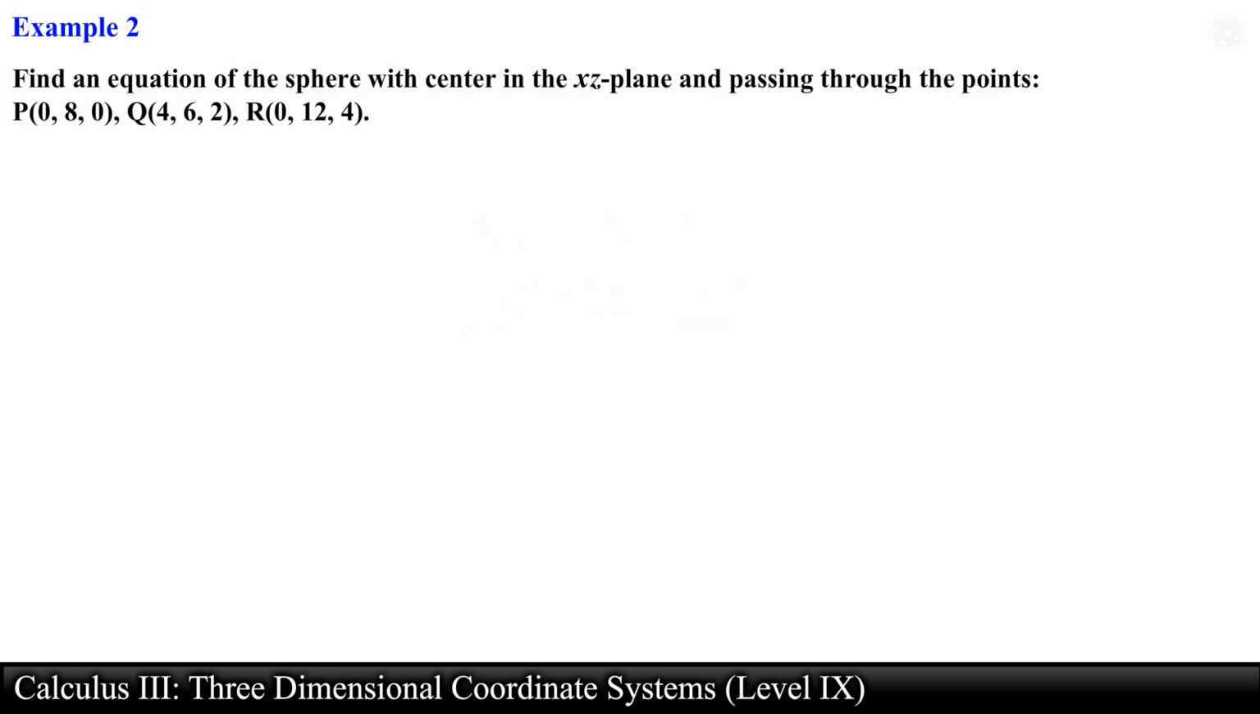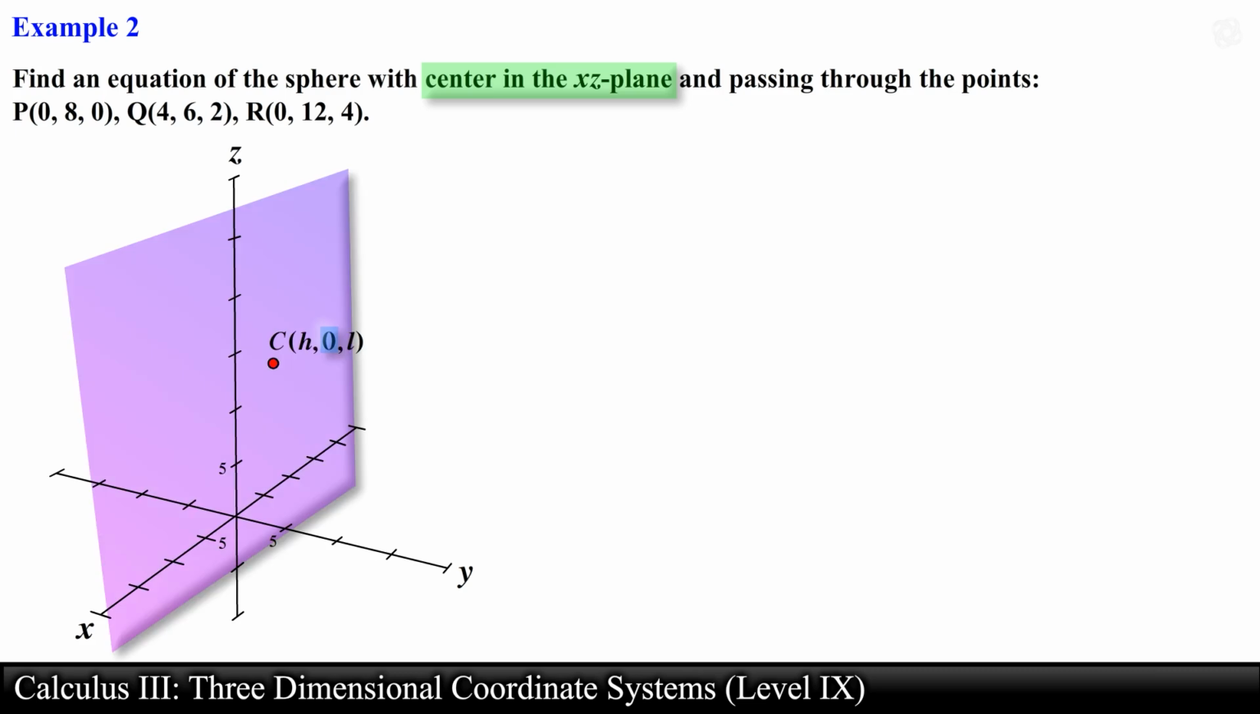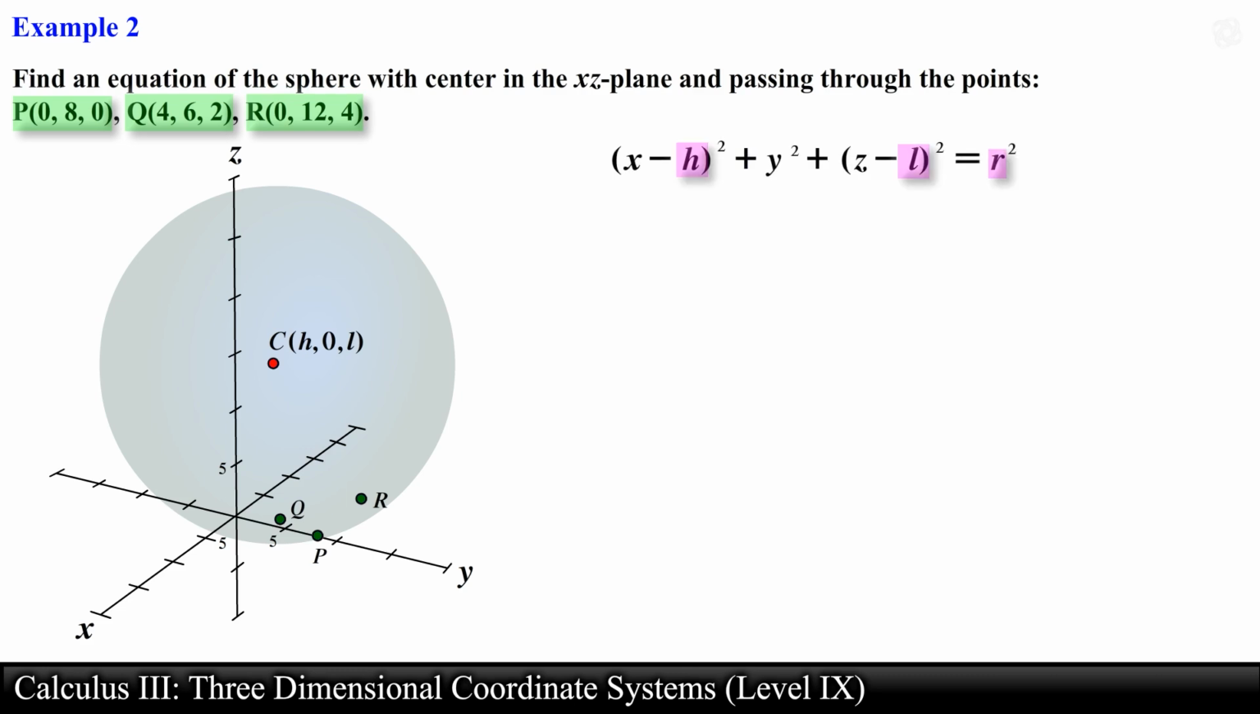We are asked to find the equation of a sphere with its center located in the xz plane. All we know from this specific information is that the center of the sphere will have coordinates equal to h, 0, and L. Since we don't know what the x and z coordinates of the center are equal to, we leave them as h and L. In addition, we also know that k is equal to 0 because any point located in the xz plane has 0 as its y-coordinate. Next, we are given 3 distinct points that are located on the surface of the sphere.